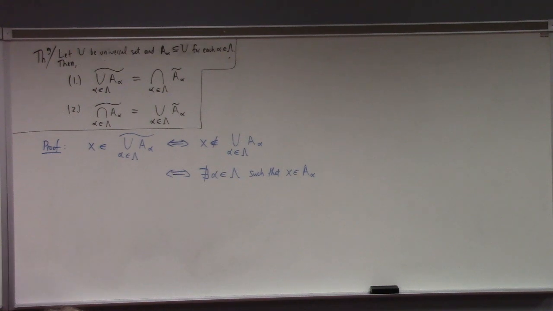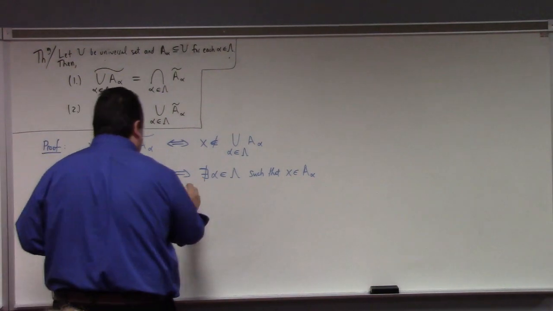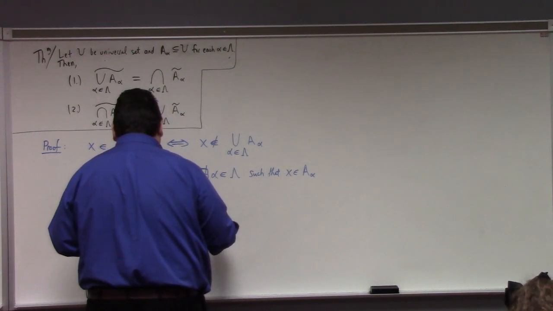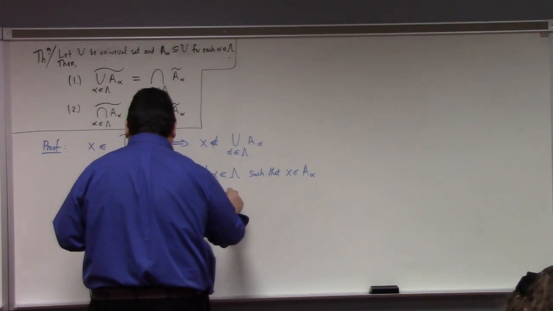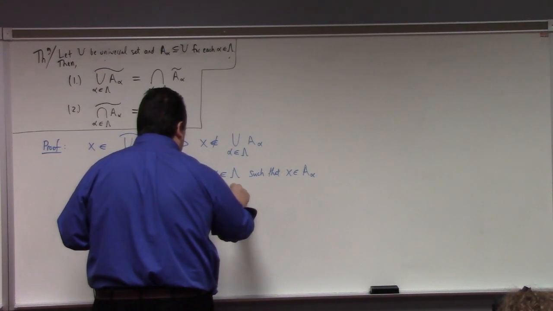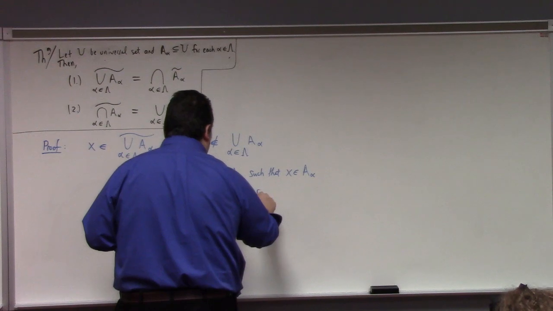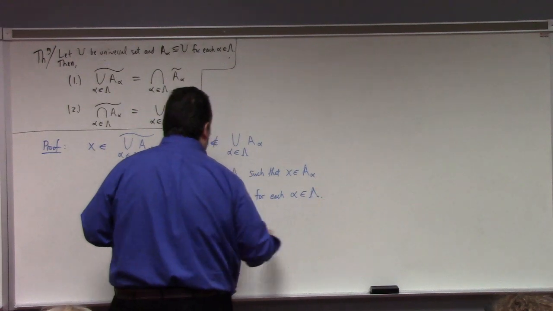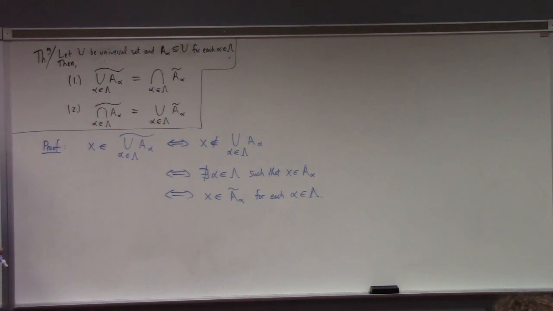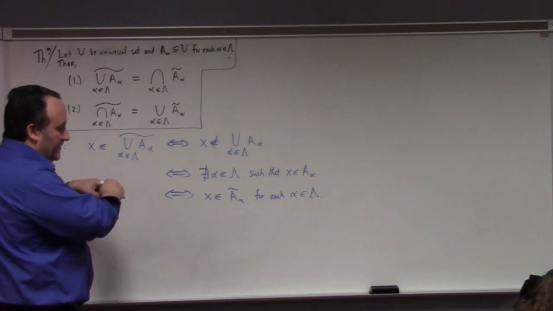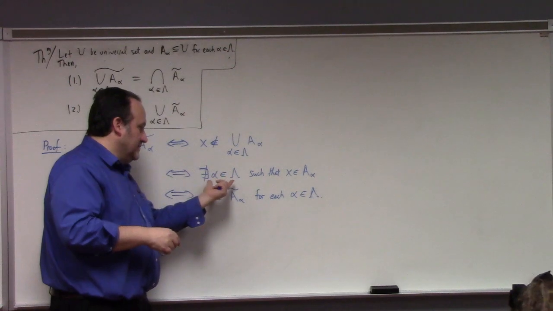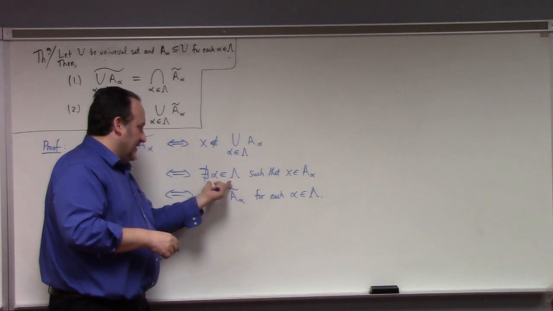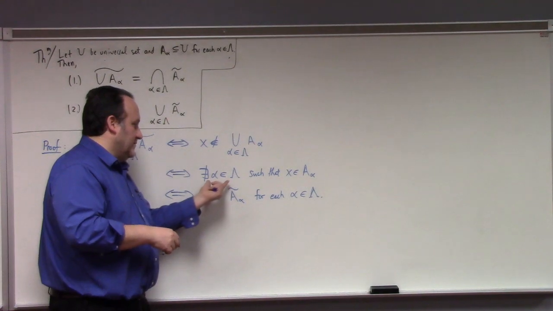So then what? Well, we can make a little bit more. What does this mean? Another way to look at this is that x is an element of the complement of A sub alpha, for each alpha in the index set. Here I'm using the tautology that allows us to swap the existential quantifier for the for-all quantifier. If there does not exist one such that, let me just put it in words here.